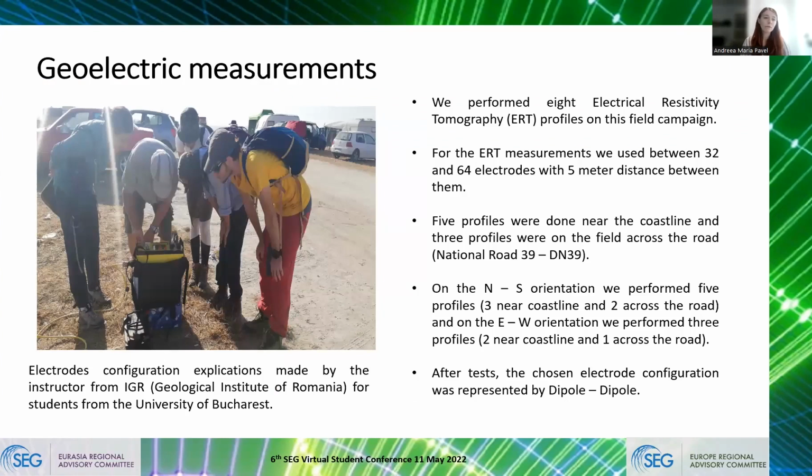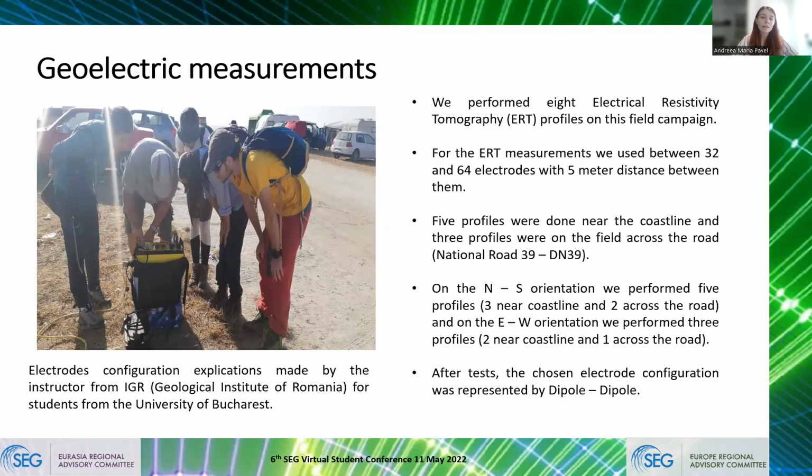Now I will talk about the measurements. So the geoelectrical measurements were performed on 8 electrical resistivity tomography profiles, ERT, during the 2019 field camp. For these measurements, between 42 and 64 electrodes were used with 5 meters distance between them. Also, 5 profiles were done near the coastline, and 3 of them were done across the National Road 49.